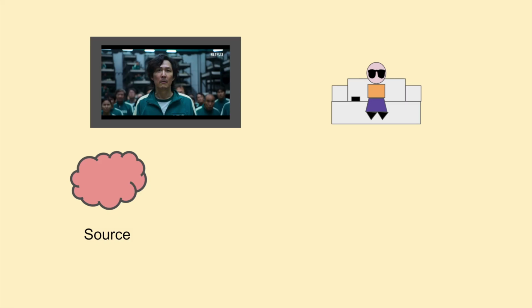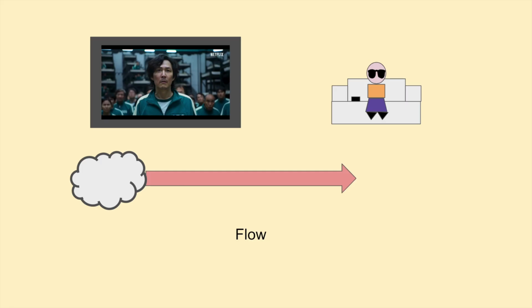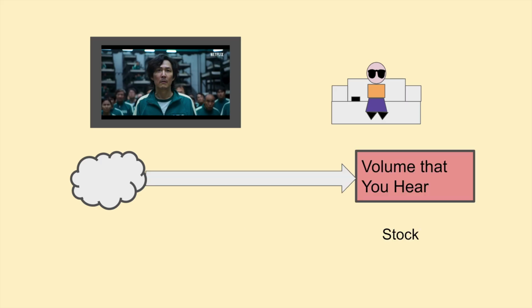Next, we have a flow. The flow is a path that describes the rate or amount in which matter travels from a source to our next component, the stock. A stock describes the amount or quantity you are looking at. In our case, the stock will be the volume of the show that you hear. Now here's where it gets interesting.